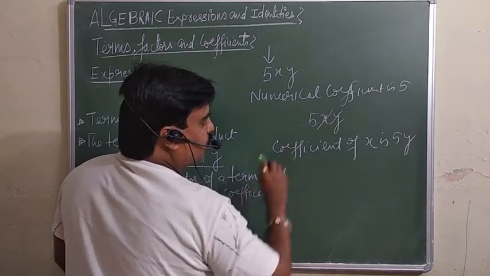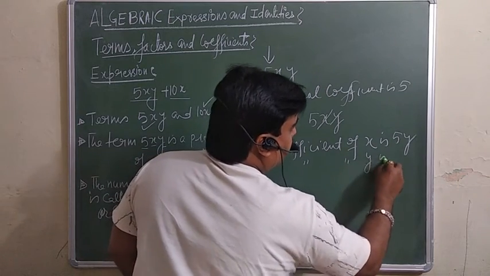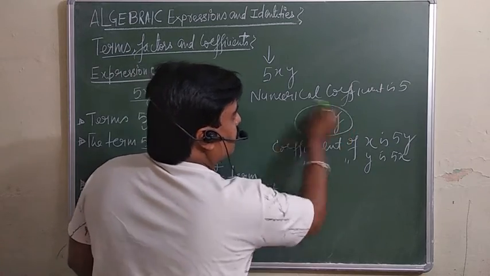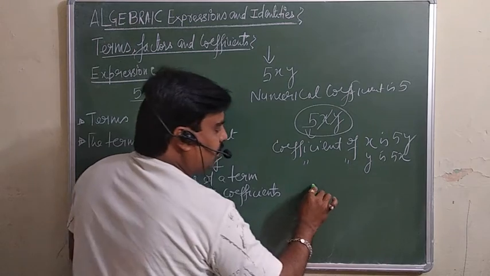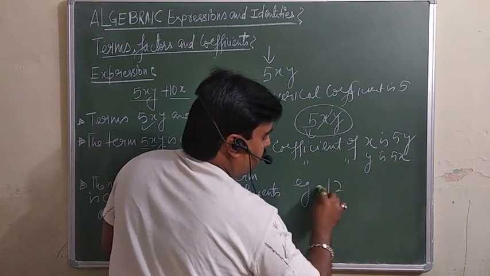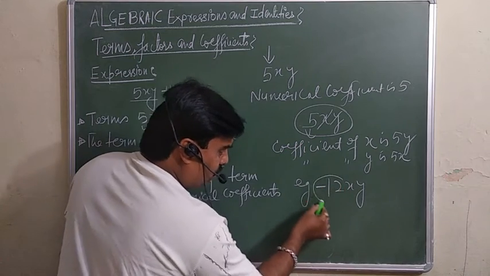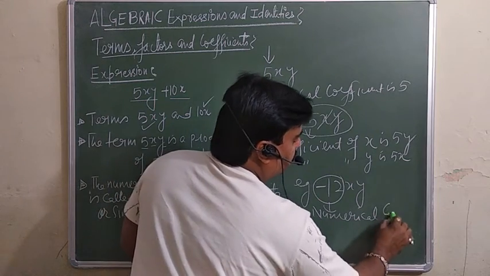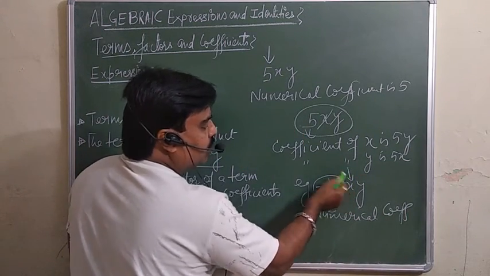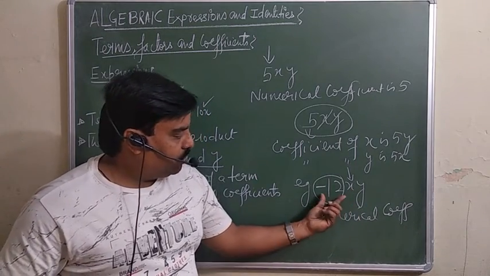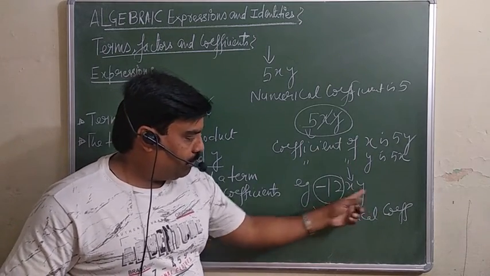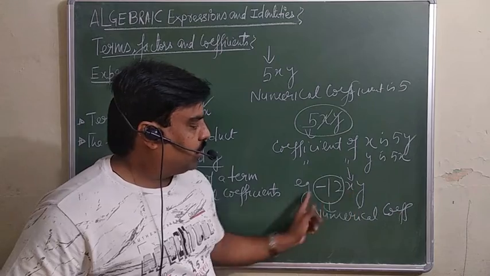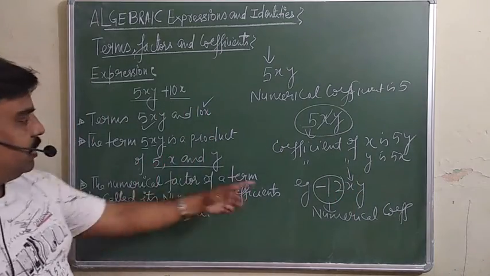Suppose you want to write the coefficient of y. The coefficient of y is 5x. Coefficient of x, leaving x out. If we talk only about the numerical coefficient, then it is only the numerical number. For example, take another one, -12xy. So -12 is the numerical coefficient. But if we talk about the coefficient of x, that is -12y. Coefficient of y is -12x. Leaving that term, all the rest of the product will be the coefficient of it.